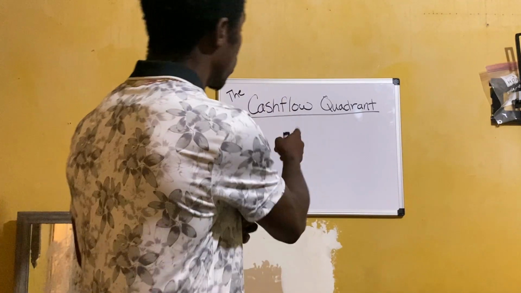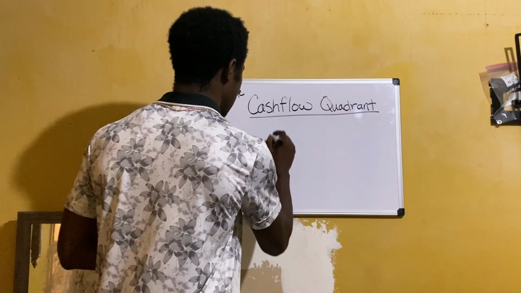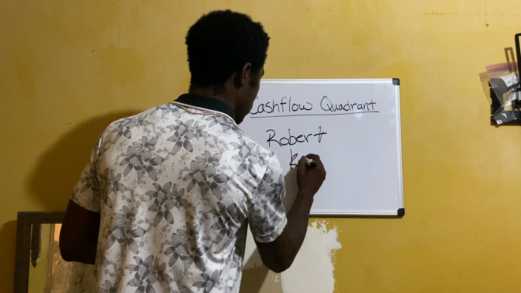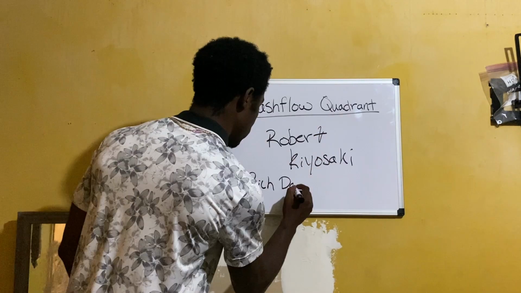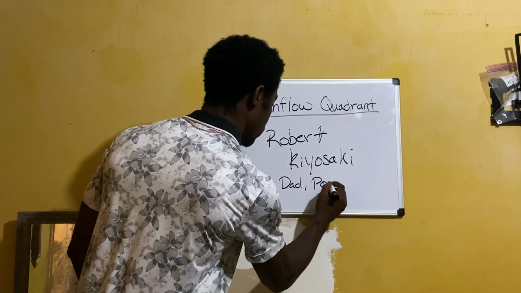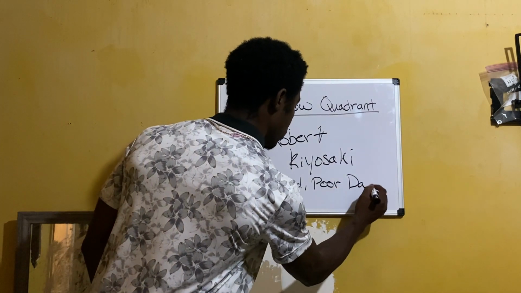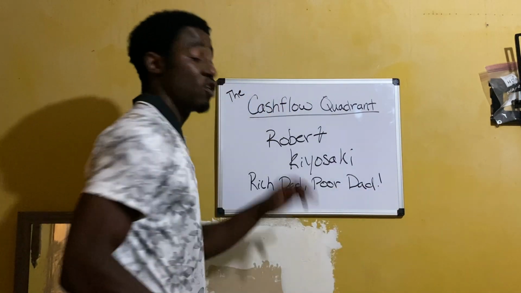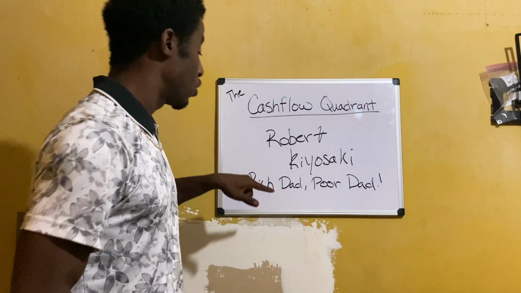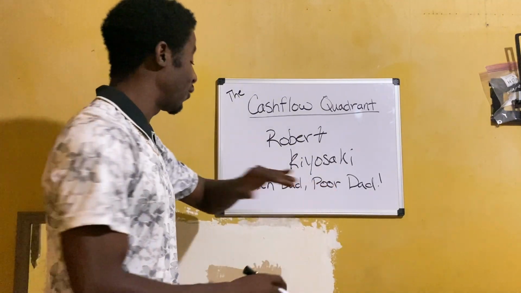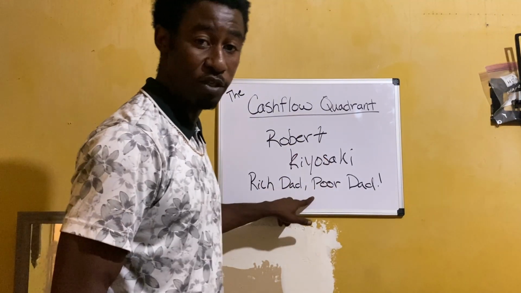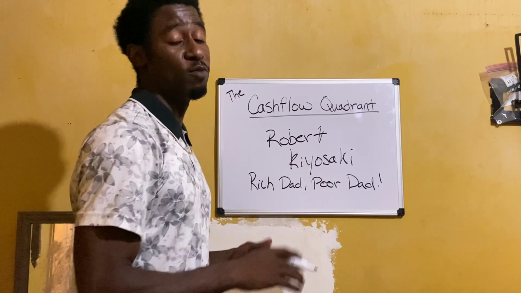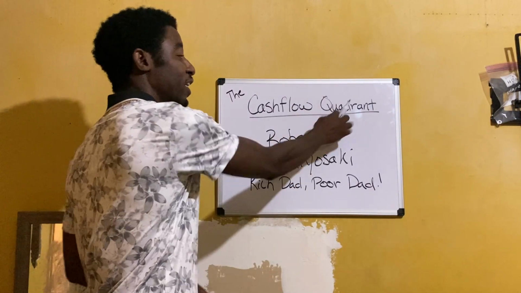So tonight, we're going over the cash flow quadrant. And look up this man, Kiyosaki. No matter what's said about Robert Kiyosaki, read this book, all right? It's going to give you super important knowledge about cash flow.